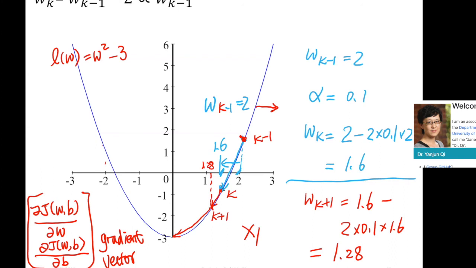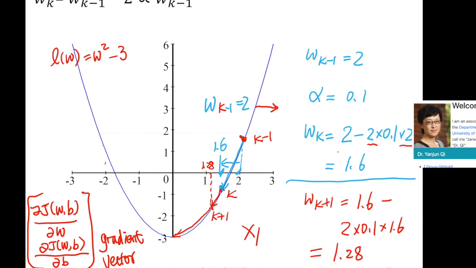We showed this. We can start from 2, and then we take the derivative, which is 2 times 2. Our learning rate is a user-defined hyperparameter. In this case, we define it as 0.1. Starting from 2, we go in the opposite direction, to the left. 2 minus 0.4 gives us 1.6. So we jump from 2 to 1.6, from W_{k-1} to W_k.